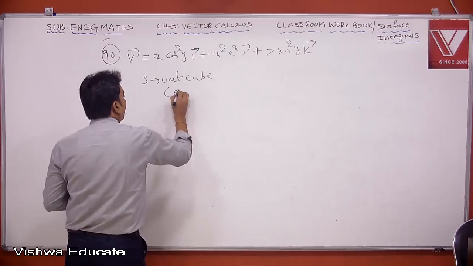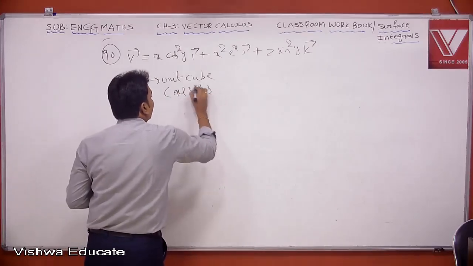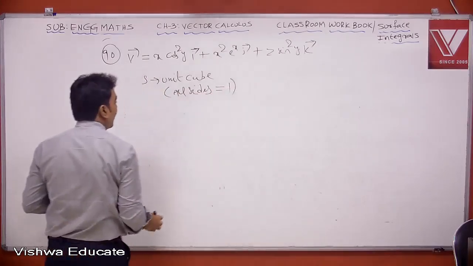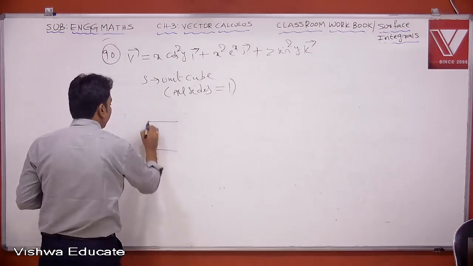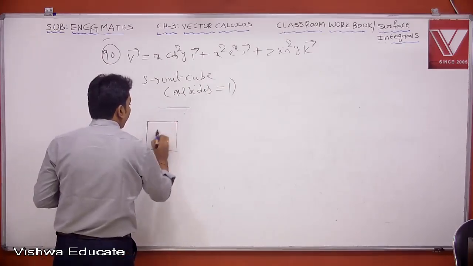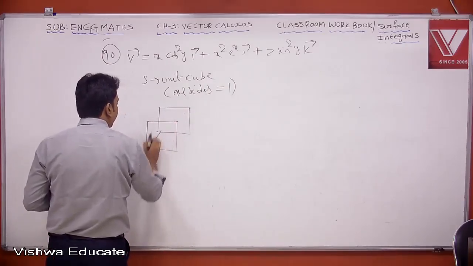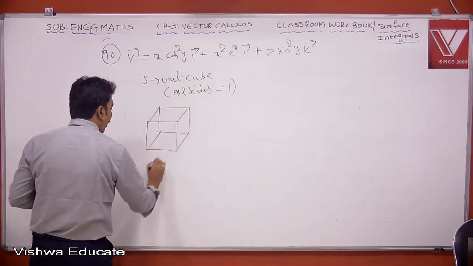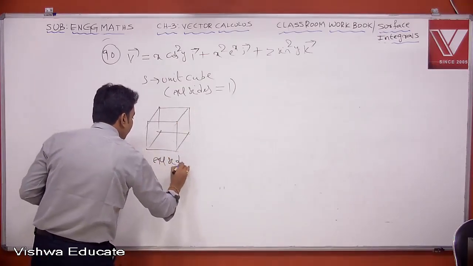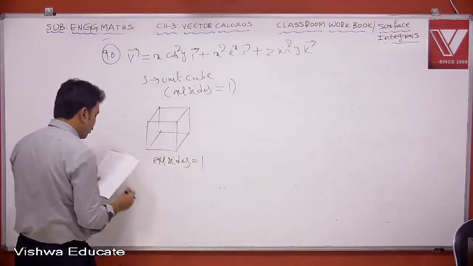That means in a cube all sides are equal. So here all sides are equal to 1. When you look at the cube structure, it will be like this. So all sides are equal to 1.